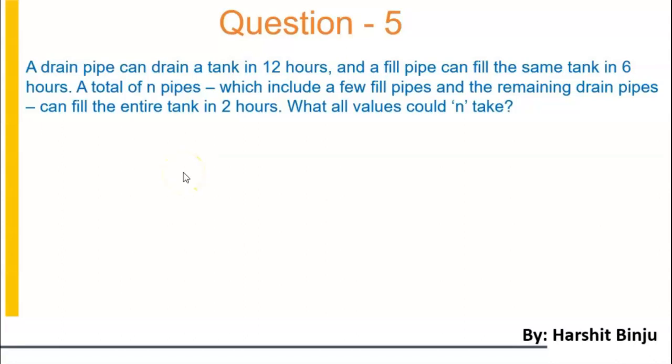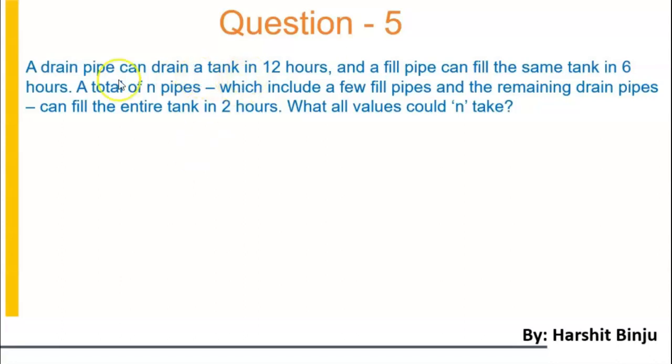All right. A drain pipe can drain a tank in 12 hours. A fill pipe can fill the same tank in 6 hours. A total of n pipes, a few of which are fill and the remaining are drain, can fill the entire tank in 2 hours. What all values could n take?